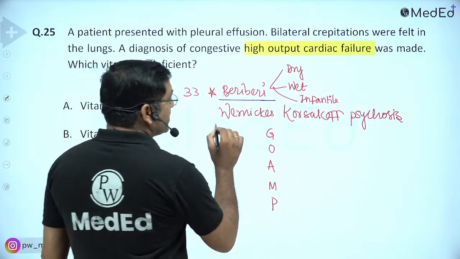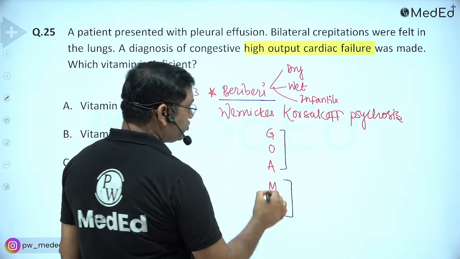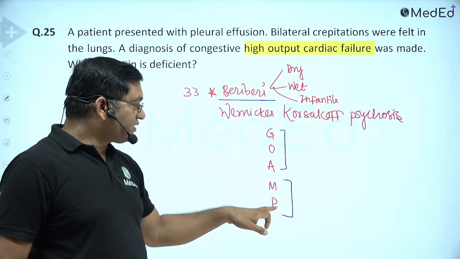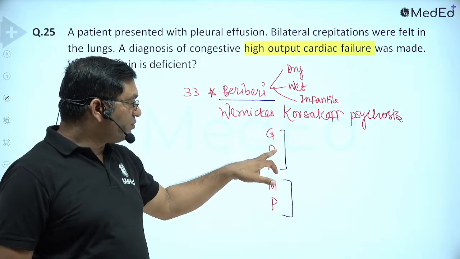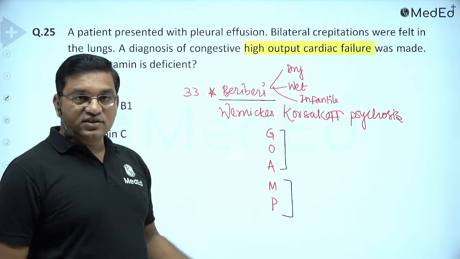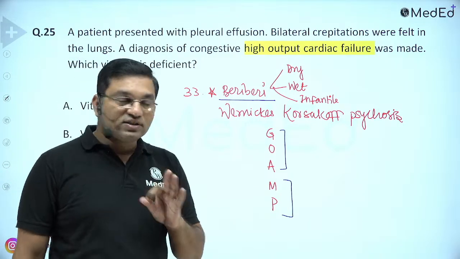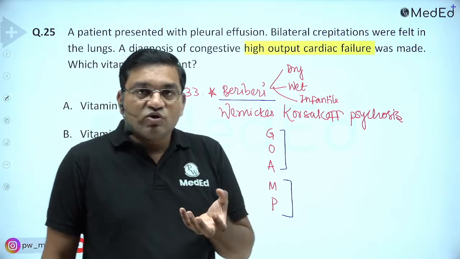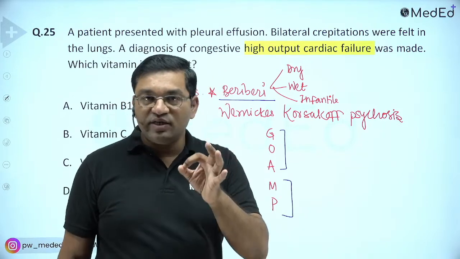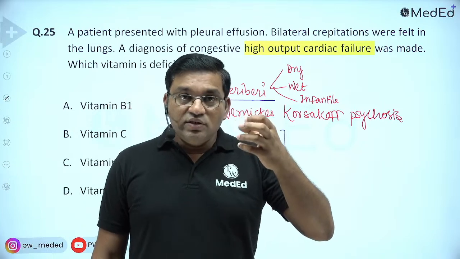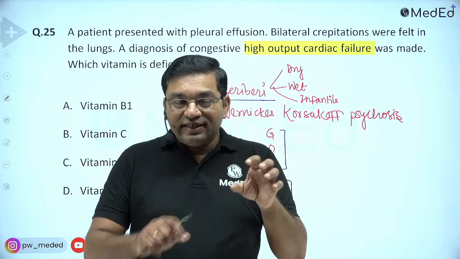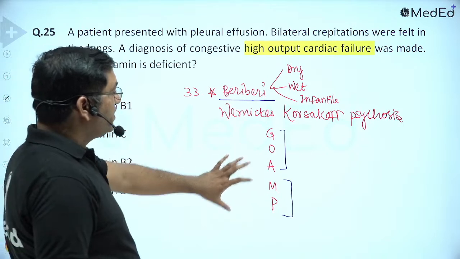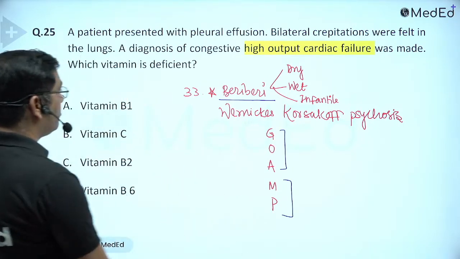So Wernicke-Korsakoff psychosis is a combination of these symptoms, that is GOAMP, this is a mnemonic: global confusion, ophthalmoplegia, ataxia, memory loss, psychosis. If the first three, global confusion, ophthalmoplegia, ataxia, are present, it is Wernicke's syndrome. And if memory loss and psychosis are present, it is Korsakoff psychosis. This is due to high or chronic consumption of alcohol, which decreases the absorption of thiamine from the intestine, and also affects the conversion of thiamine to thiamine pyrophosphate. Okay, so GOAMP is the mnemonic for Wernicke-Korsakoff psychosis. This is point number 33. Okay.